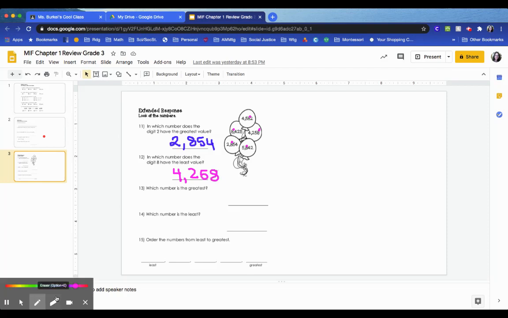Okay, number 13. Which number is the greatest? So of all these balloons, which number is the greatest of them all? Find it and write it on number 13. And you can pause it if you need to and come back. Number 14, which number is the least? So of all 5 of those numbers, which one is the least?